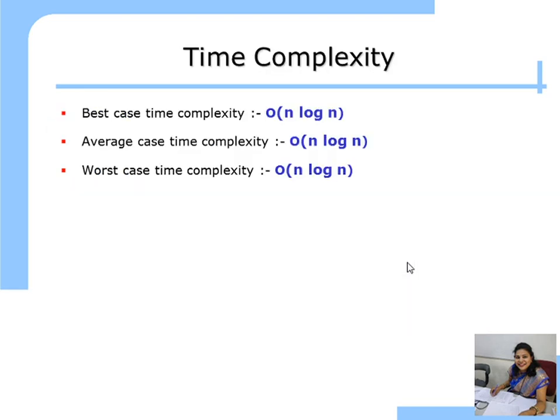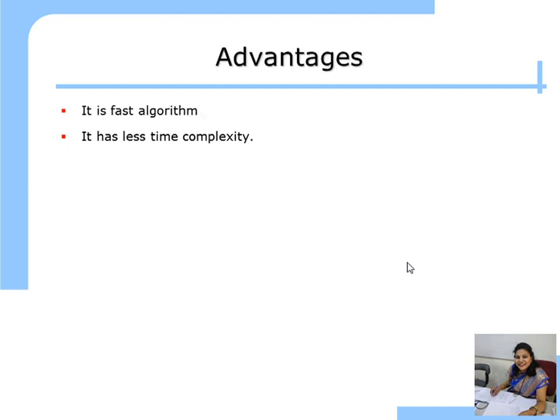So what is the time complexity? It is faster than bubble, selection and insertion sort. The best case time complexity is the same, the average case is also the same, and the worst case is also the same. All the complexities are the same: O of n log n.